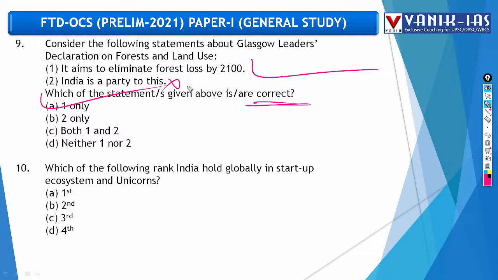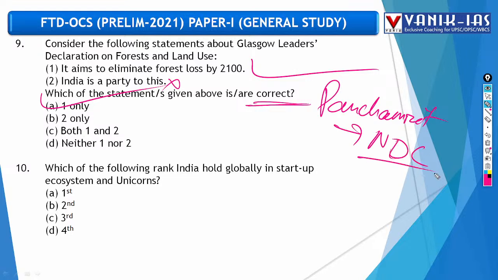We also have the Glasgow Summit Panchamrit. What is Panchamrit? Panchamrit is the 5 promises, that is the NDC, Nationally Determined Contribution. These are the 5 promises made by India in the Glasgow climate summit. The most important one is net zero carbon by 2070. Okay, about this Glasgow Leaders' Declaration: first, India didn't sign it, right? India did not sign it. So the second statement is wrong.